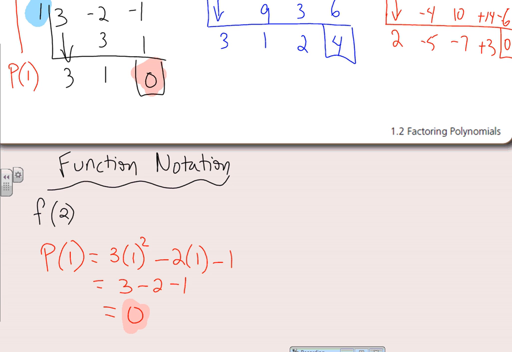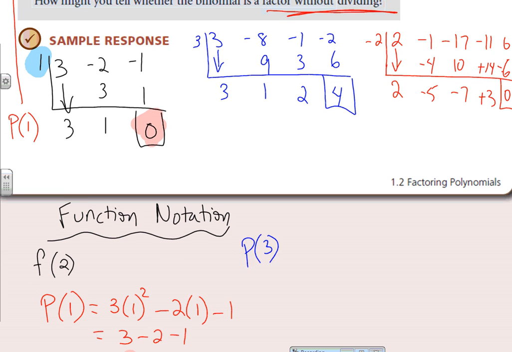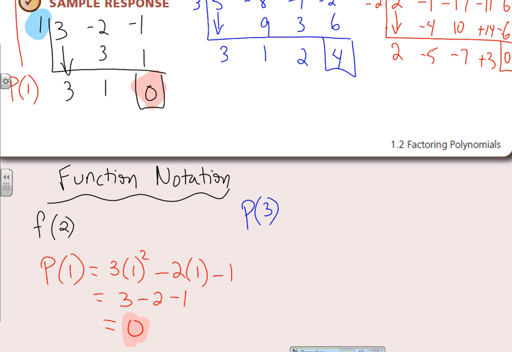Let's check out the second one and see if that's going to hold true. This time I'm going to do p at 3. So what's the value of the polynomial at 3? Plug in your 3 anywhere you see an x. So 3, oh, there's an x, so 3 cubed minus 8, there's an x, 3 squared minus 3 minus 2.